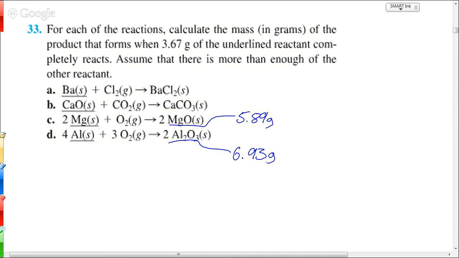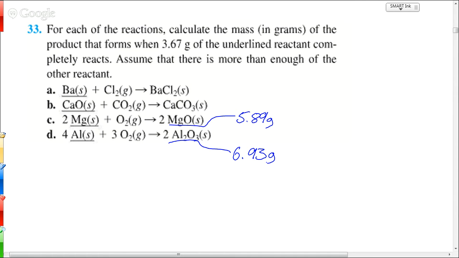Anybody get something different? Did we get the same thing? Couple nods? All right. So I don't know the answer, so I'm just hoping you got it right. But it sounds like we got some consensus here. Yeah, so what we're going to do with these is take that 3.67 grams, convert to moles, do the mole ratio, and then find that product.